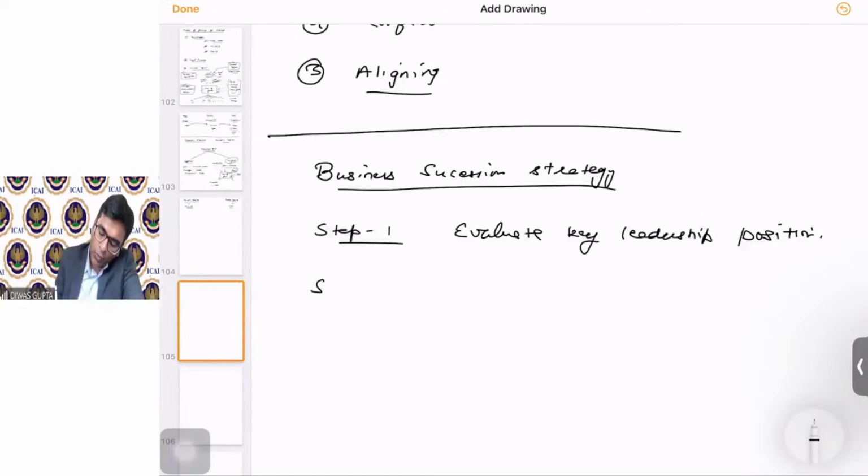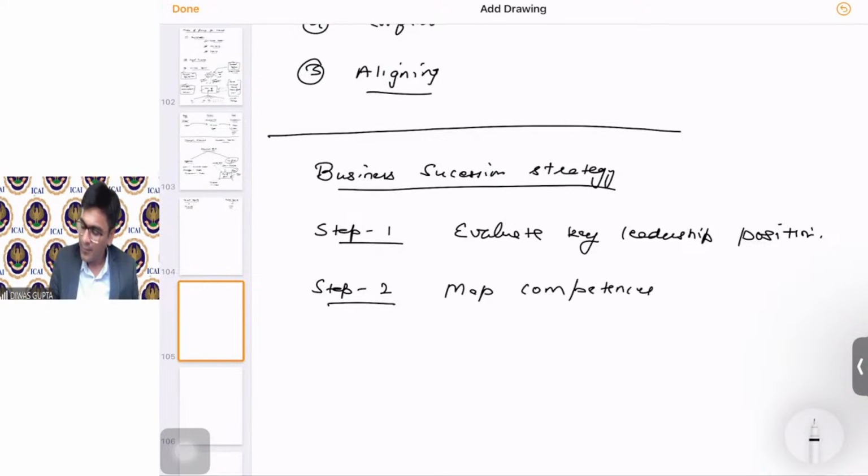Then step two will be to map the competencies required for the above leadership position. So what are the qualities needed, or what is the skill set needed, right? So the second step is to map competencies for the above positions.